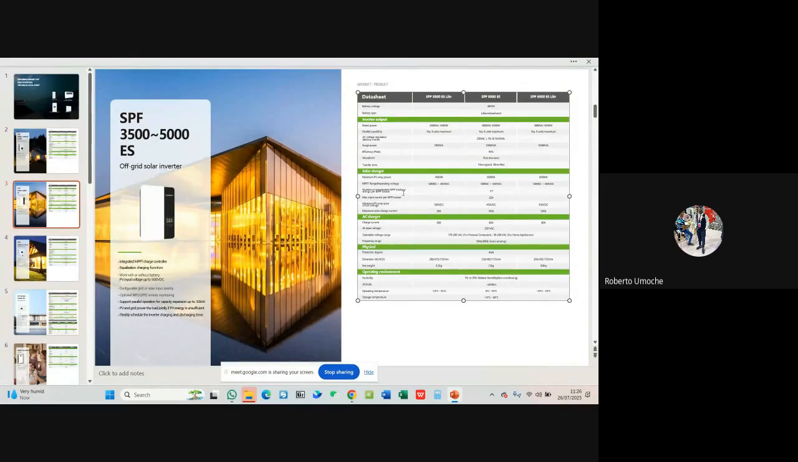The number of MPPT trackers here is 1. Maximum input current for MPPT is 22. And for this particular model, we have different versions. There are some of these systems where the maximum input per tracker is 18 amps. We have 22 amps, and then we have 20 amps. So depending on the version you are getting.